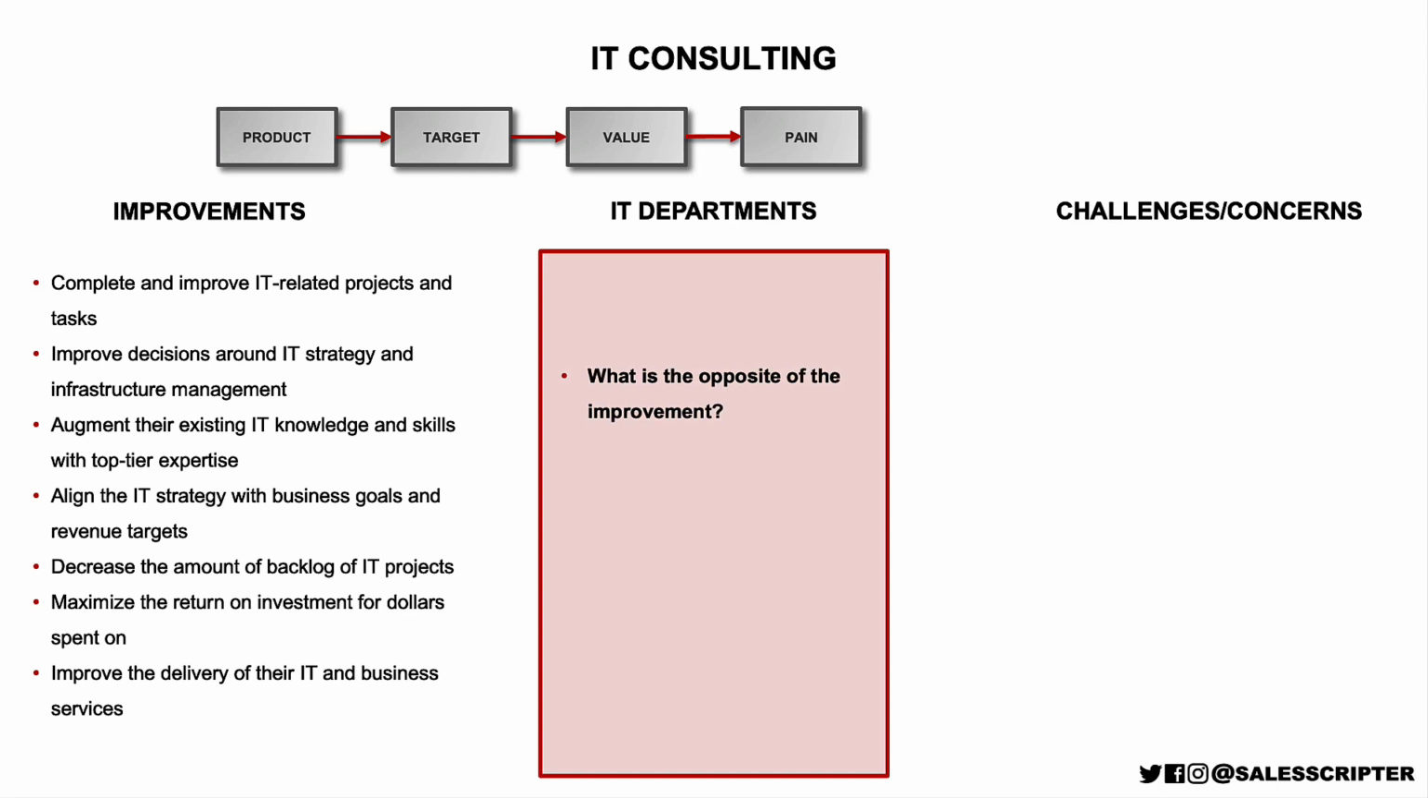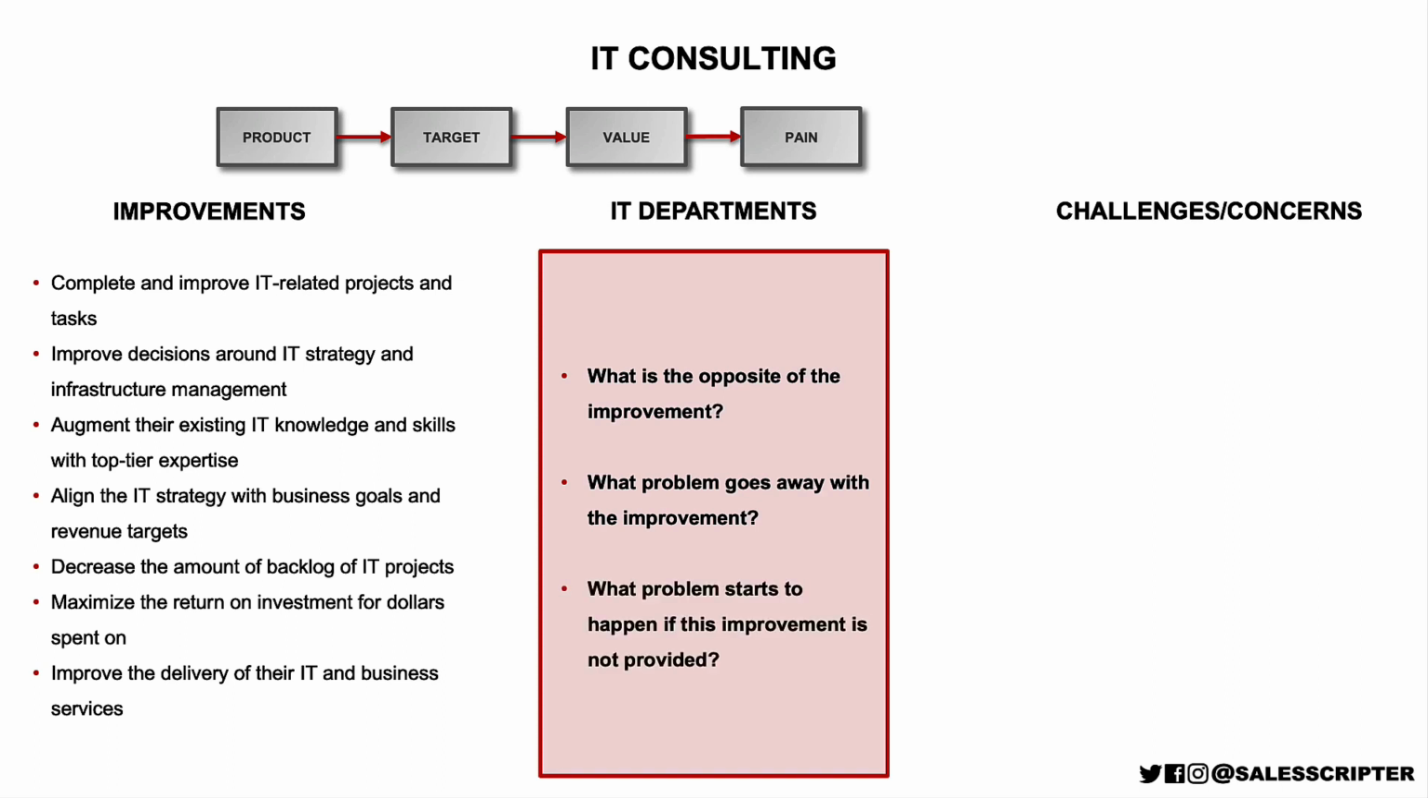Because here's a trick. For each improvement that we can deliver, there is an opposite pain point that is usually resolved. So we can look at each improvement one at a time and ask ourselves, what problem goes away when we create that improvement? Or what problem starts to happen when this improvement is not provided? So by going through these one at a time, we can come up with this list of corresponding or actually inversely correlated pain points.